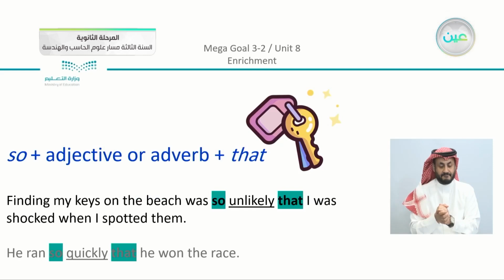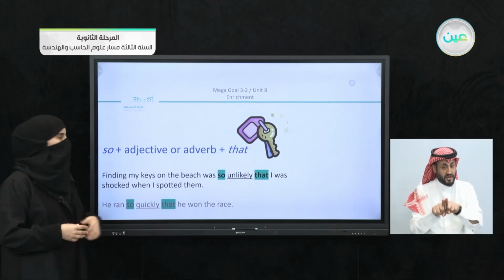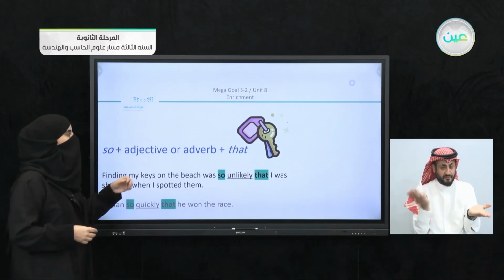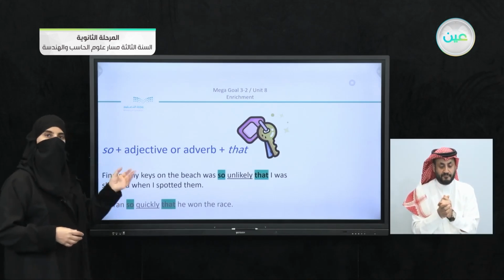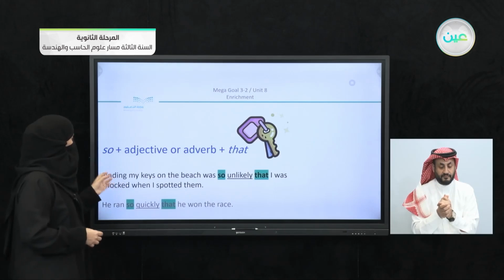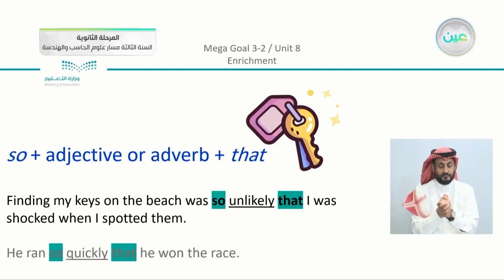We also studied using so. So we have the same idea or the same meaning. We have here so plus the adjective or the adverb plus that. Now, for example, finding my keys on the beach was so unlikely that I was shocked when I spotted them. And we also have another example. He ran so quickly that he won the race.